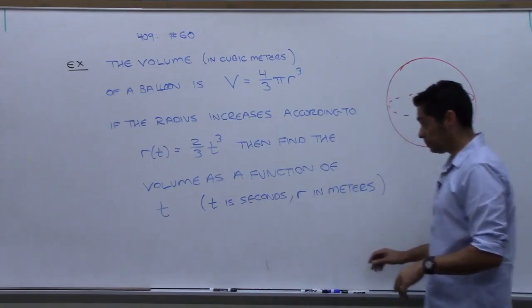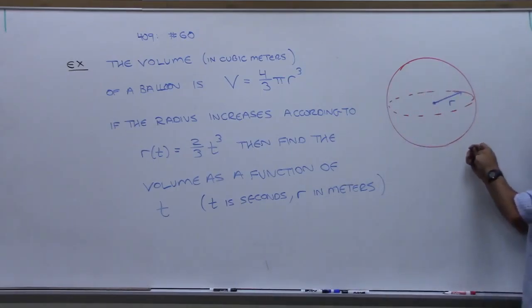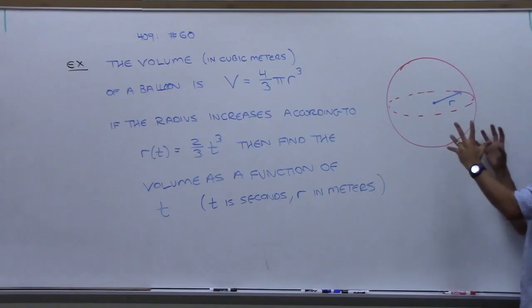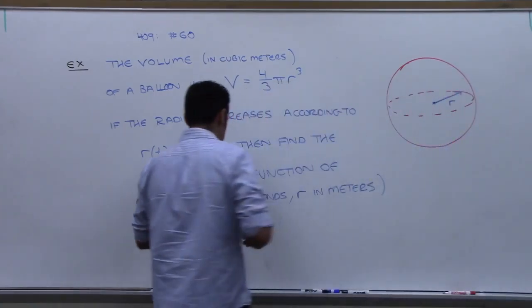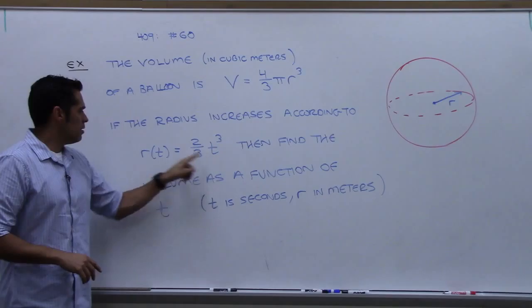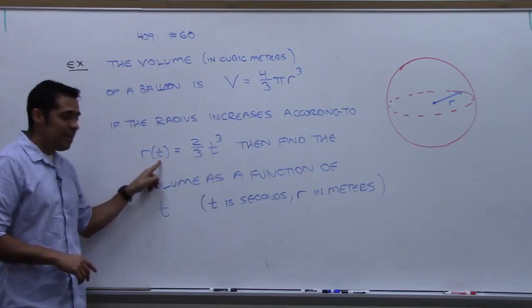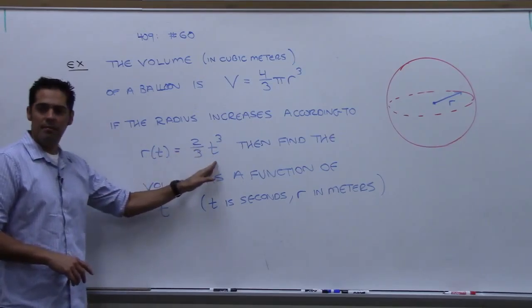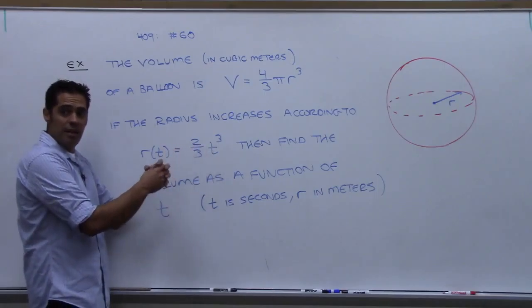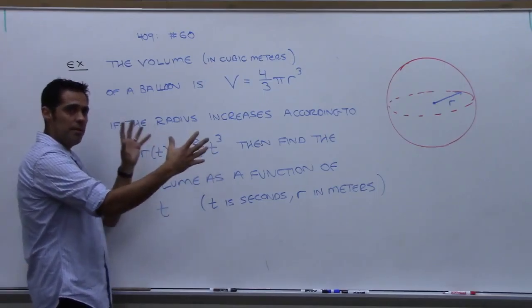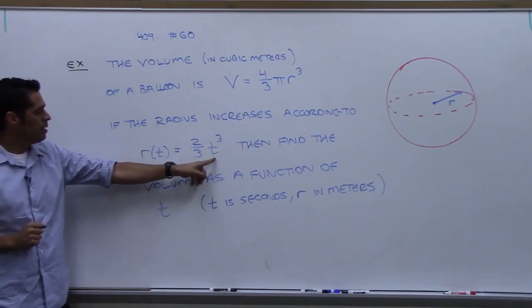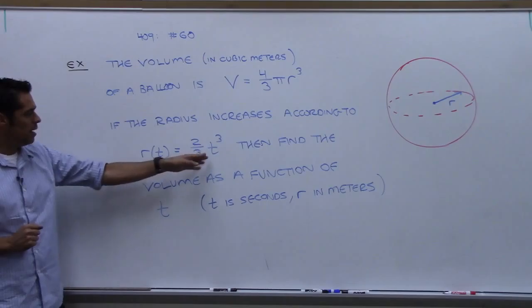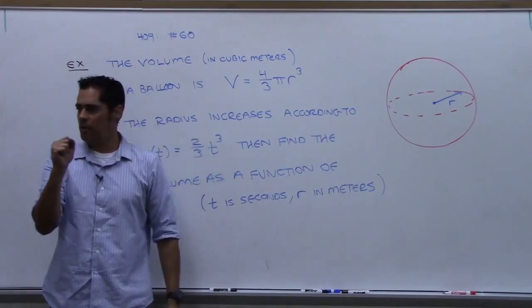But what's happening is that someone is pumping air into this balloon, and this balloon is growing. It's growing in such a way that as time passes by, in seconds, the radius is changing as a function of this time. So the radius is changing as time goes by because the air is going in, it's getting bigger, right? So at t equals 0, what's the radius? At t equals 0, you get 0 radius, so we have no balloon, right?